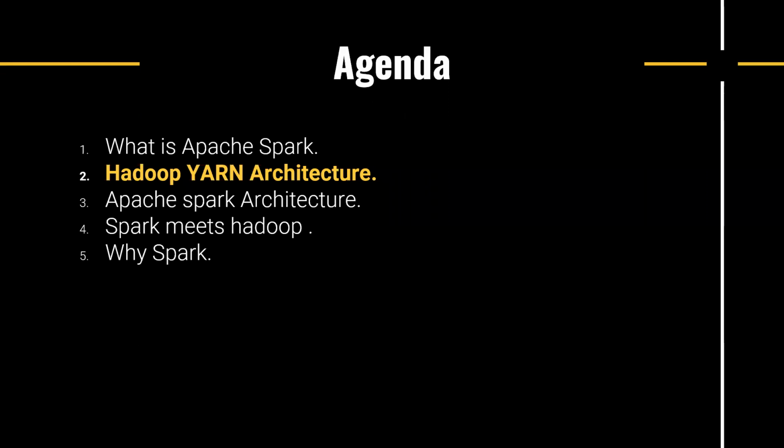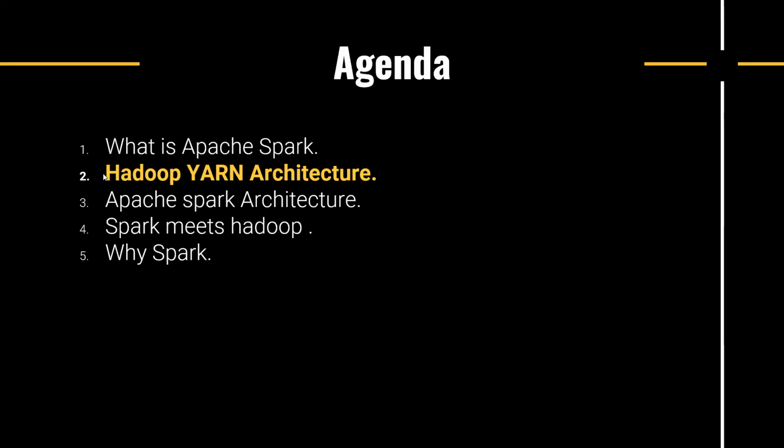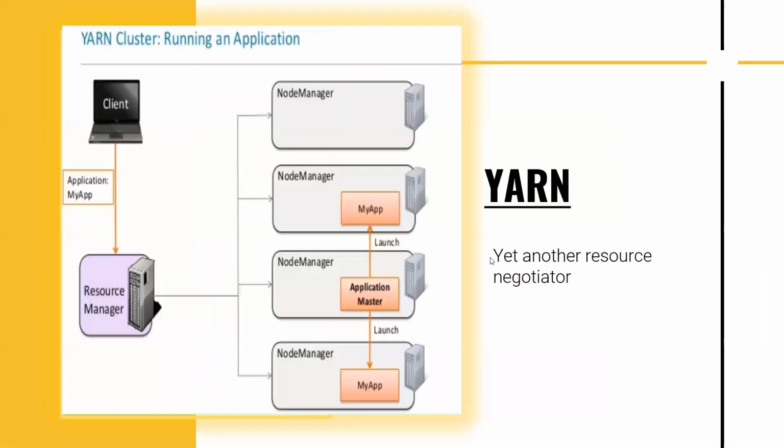Now, as I said in the previous slide, we talked about the cluster management where we have Yarn. So the next topic that is very important for us to understand is what is Hadoop Yarn. Yarn is Yet Another Resource Negotiator. It is the process which is running on the master node. This is a very basic example of how the Hadoop system is set up.